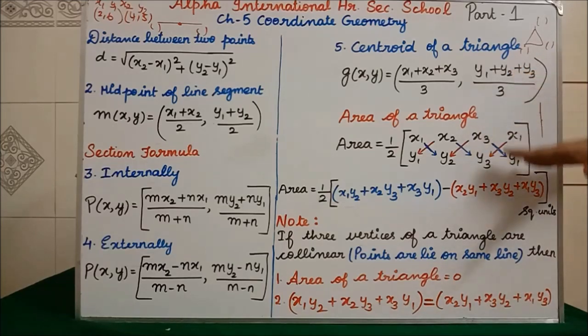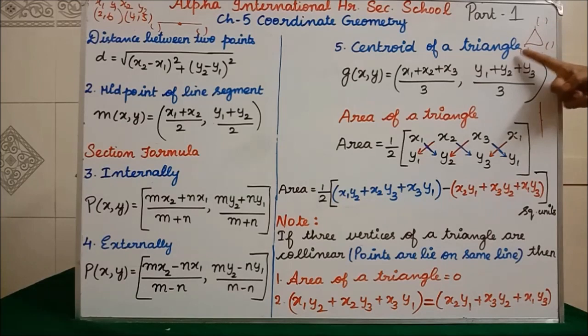The last formula is the area of a triangle. This is a very important formula. This is in exercise 5.2. We will start with the area of a triangle only. Clear? In exercise 5.1, the first exercise, we will start with the area of a triangle. Clear? Now we will see the formula. Triangle means how many vertices will you get?